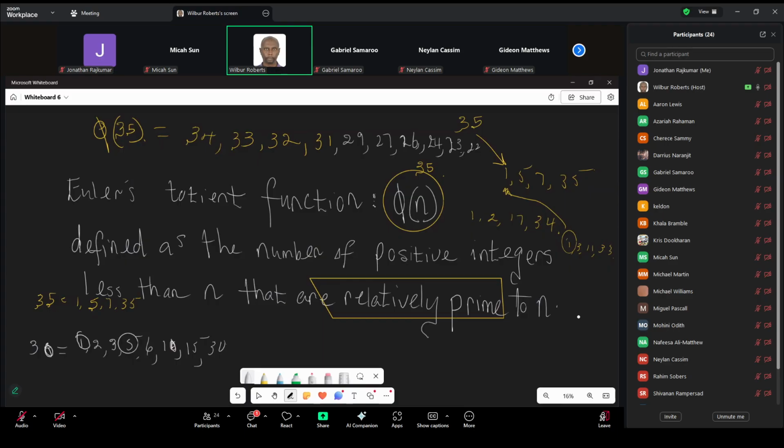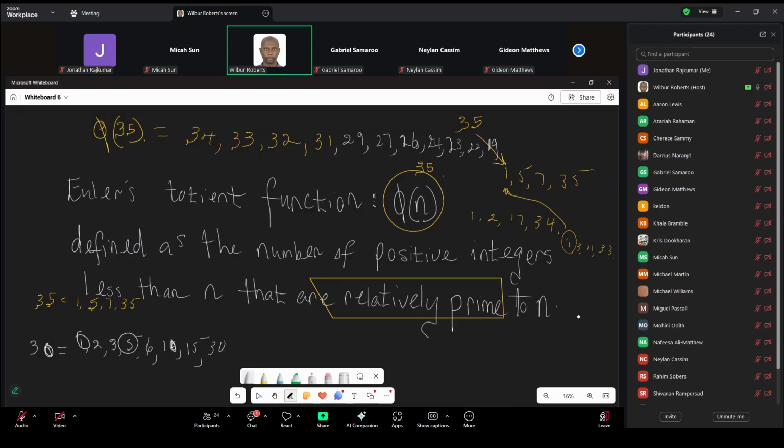We see 1, 2, 3, 4, 5, 6, 7, 8, 9, 10. 21 is 1, 3, 7. So 21 shares 1 and 7 with 35, so that wouldn't work. 20 is 1, 2, 4, 5, 10, 20. So it has 1 and 5, so that wouldn't work. It's supposed to share 1 alone. 19 is 1 by 19, so 19 will go here.